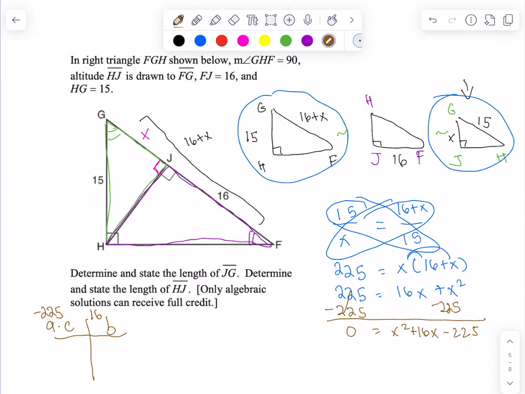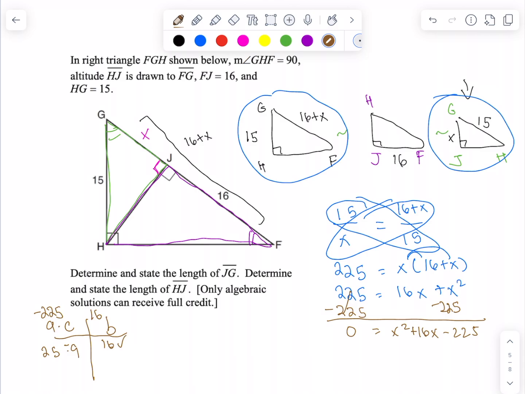So 25 goes into it. So that's 25 and 9. Let's see, does that make 16? Let's say we made this one negative and this one positive. 25 minus 9. That does give us 16, so that works out.